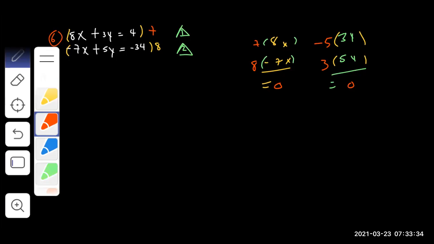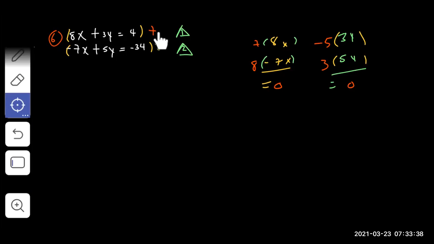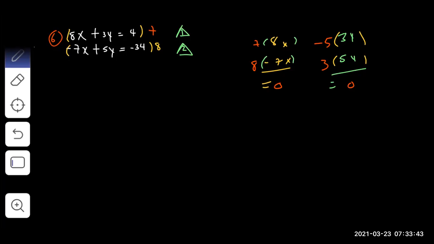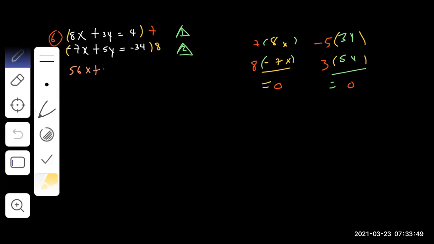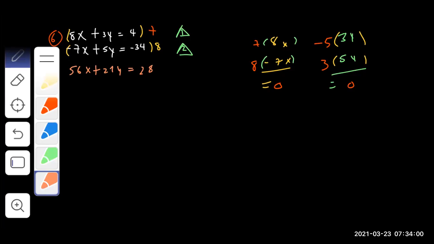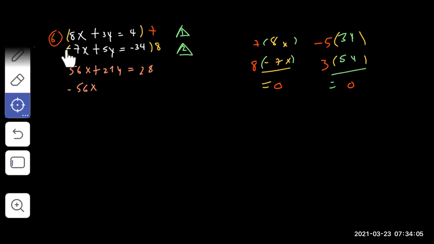Let's multiply. Just one second. Let's multiply 8x times 7. 8 times 7 is 56. 56x. Then 7 times 3 is 21y. And 7 times 4 is 28. Okay, let's go to the second one. 8 times 7, negative 56, because of this negative.